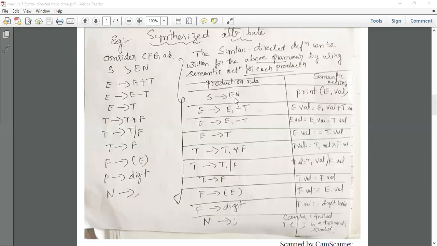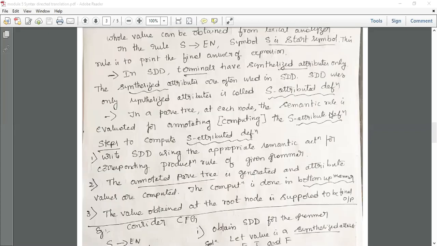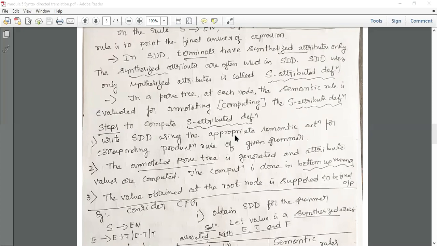S tends to E n. E, obviously, is a non-terminal symbol, and n ends with a semicolon. So print this E dot value. Directly we can say print. Remaining are all our productions, E to T, T to F. So we need to have the values of the attributes of the productions that they are telling, in the right SDD using appropriate semantic action for the corresponding production rule of each given grammar.